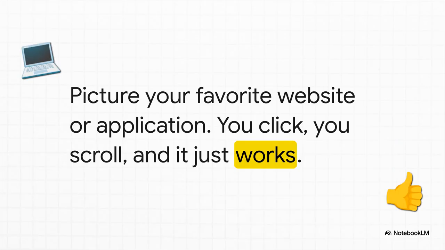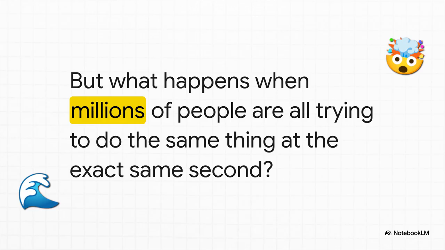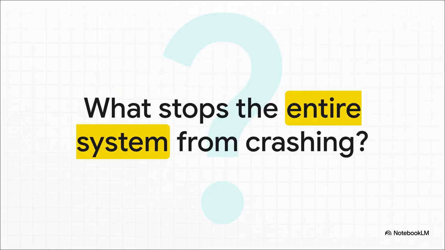Just picture your favorite app right now. Could be your social feed, a streaming service, anything really. You tap, you scroll, and everything just works. It's instant. It's seamless. But what happens when it's not just you? What happens when millions of other people are trying to do the exact same thing at the exact same second? Maybe they're all trying to buy concert tickets or watch a live game or get breaking news. I mean, you can just feel the pressure, right?